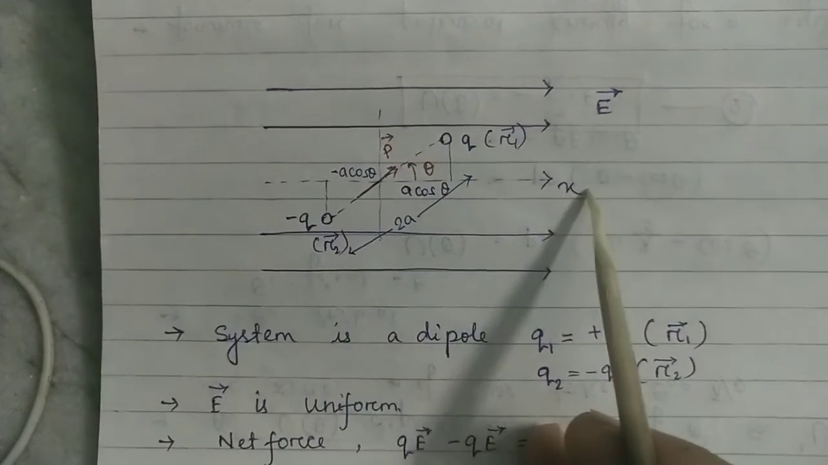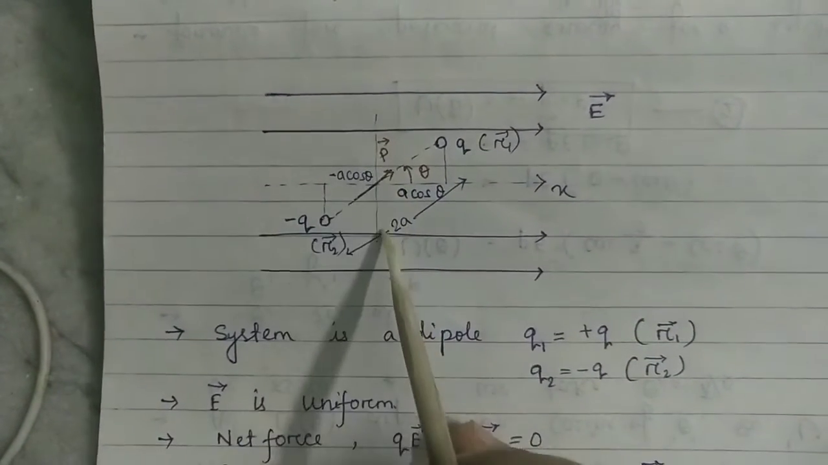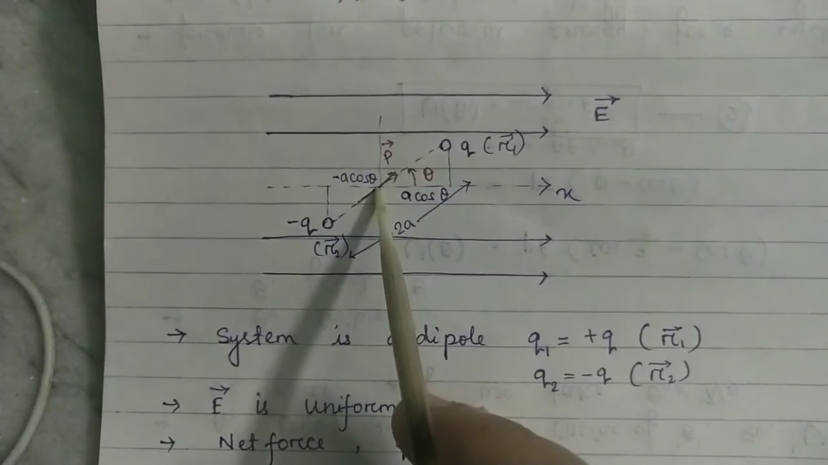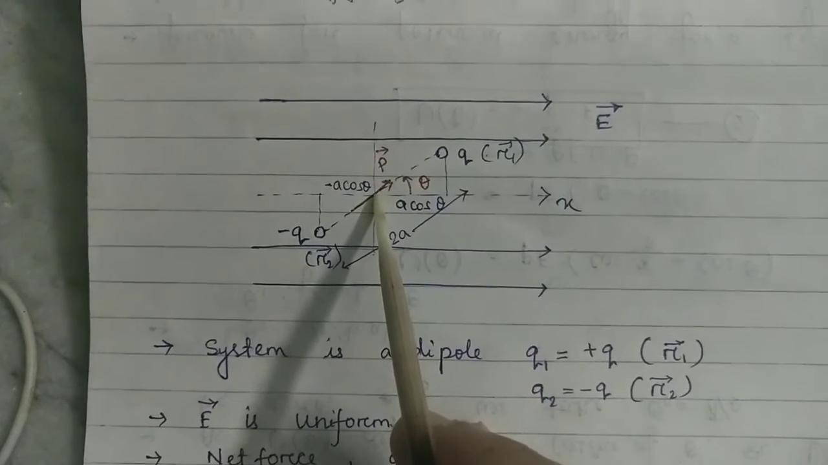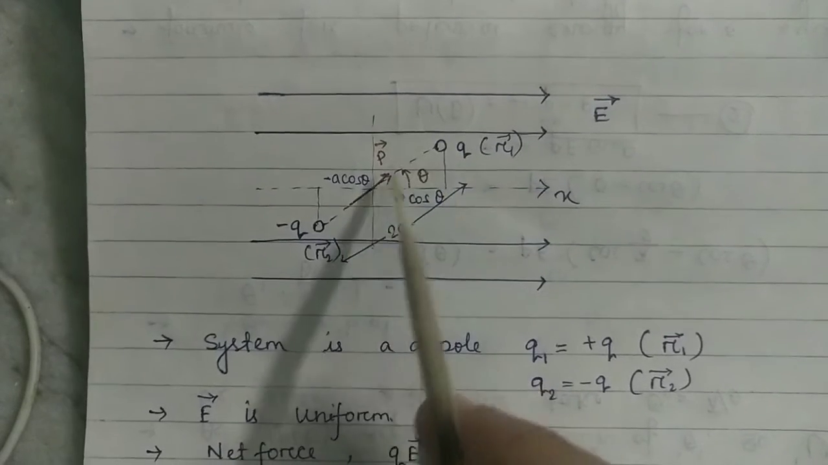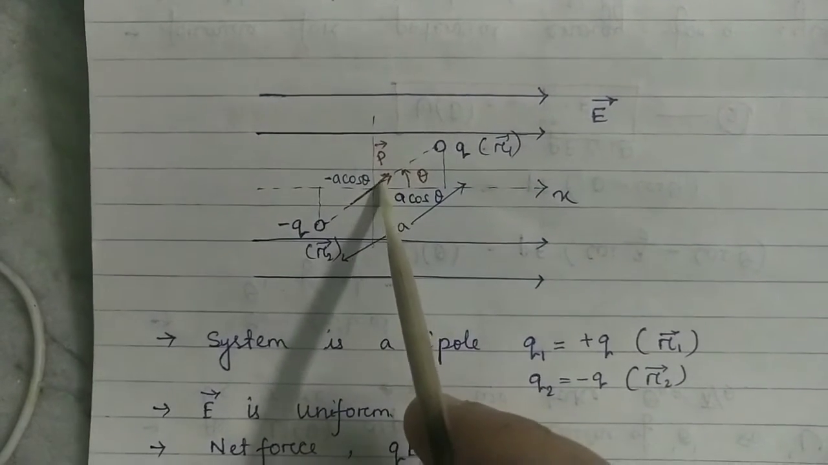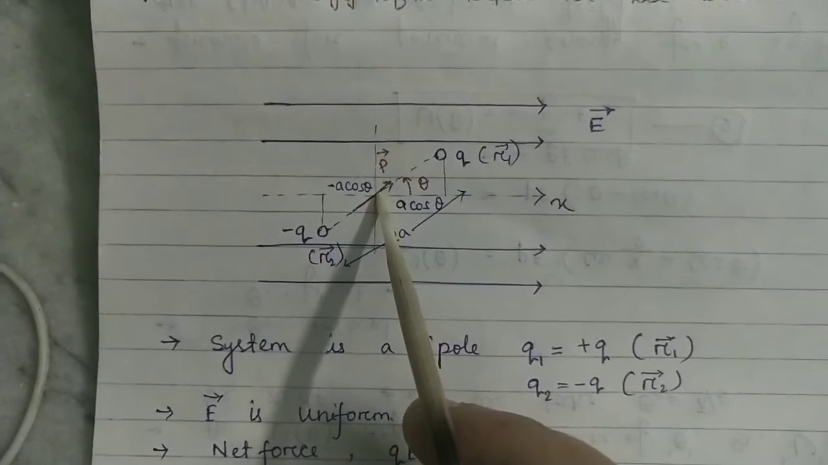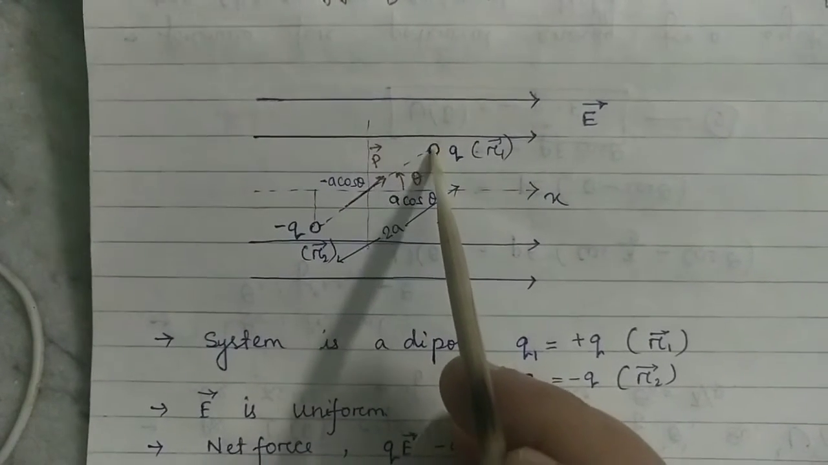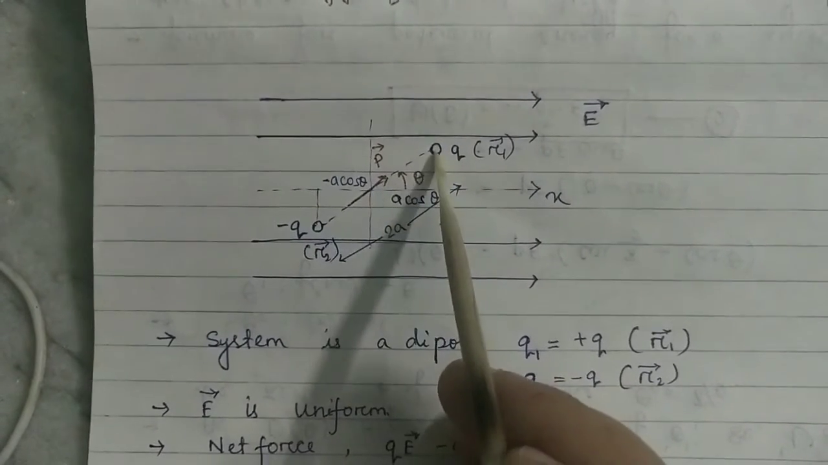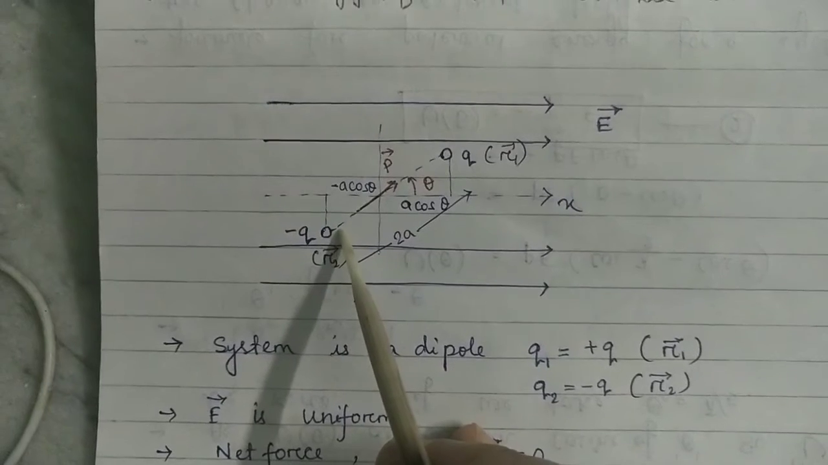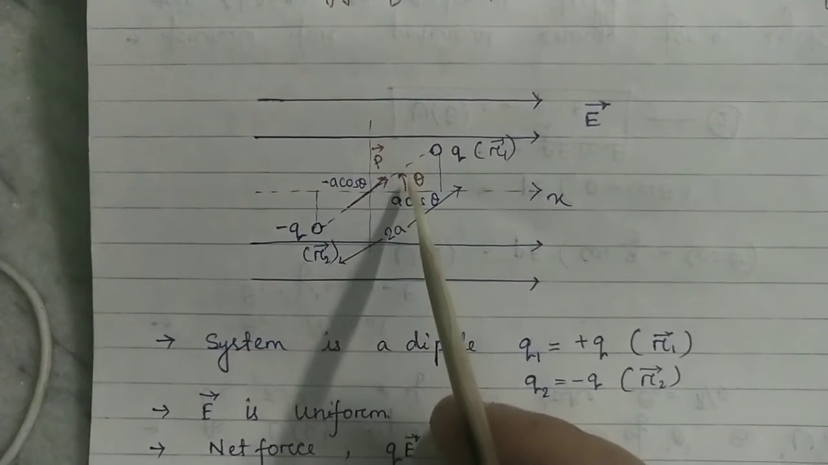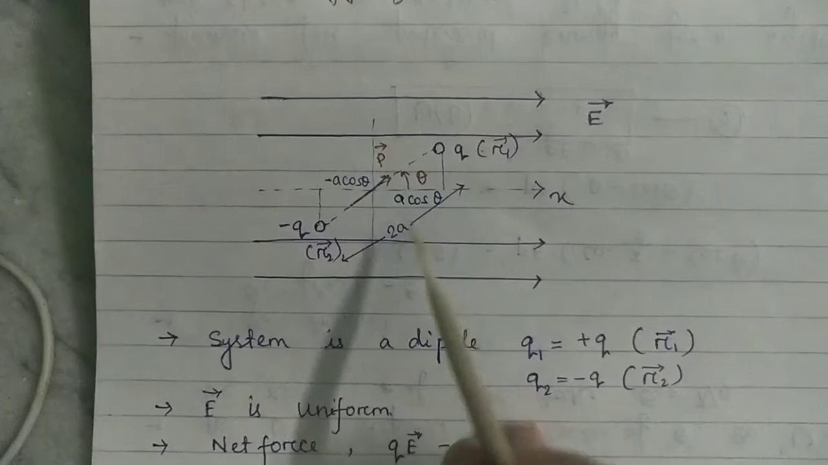We have drawn an x-axis here and a y-axis here. The meeting point of x and y-axis is the center of the dipole. From the center of the dipole, each charge is at a distance of a. The total distance is 2a. So plus q charge is at a distance of a and minus q charge is also at the distance of a. Now this dipole is making an angle theta with x-axis.